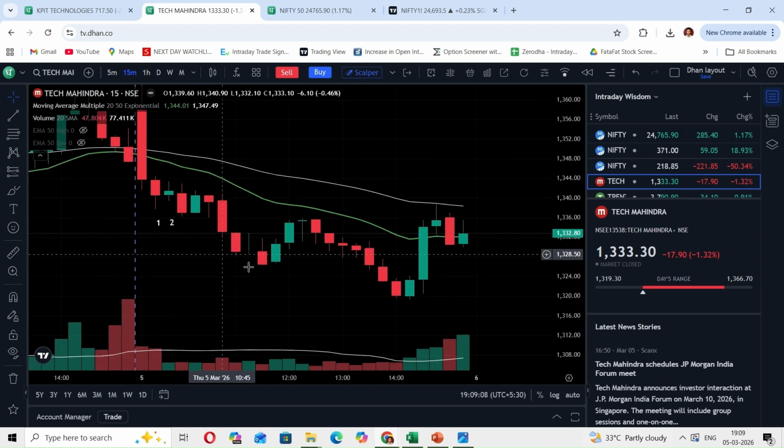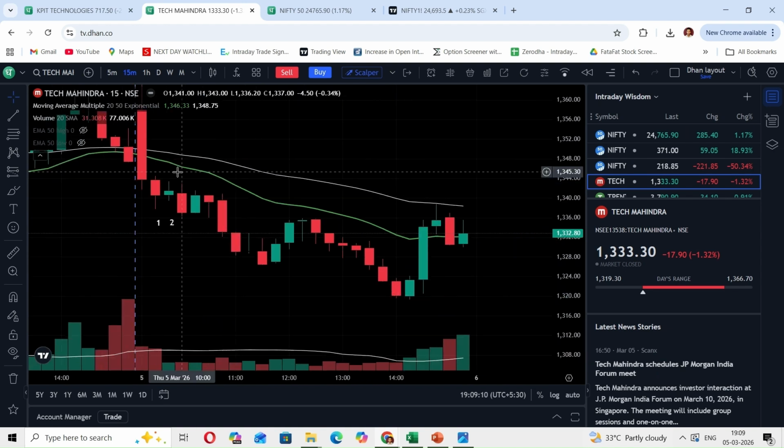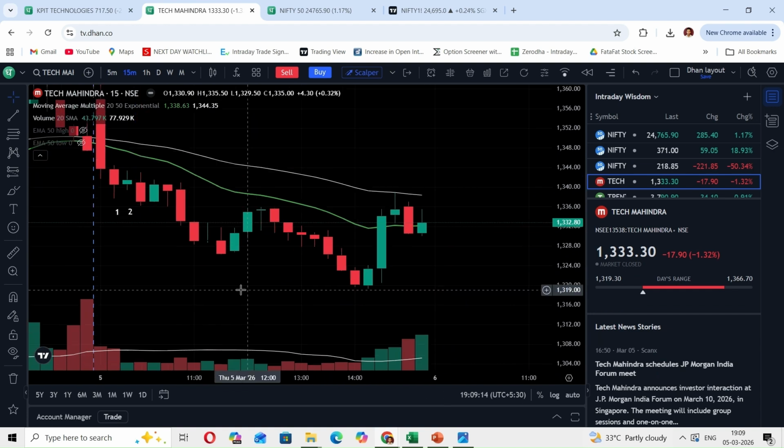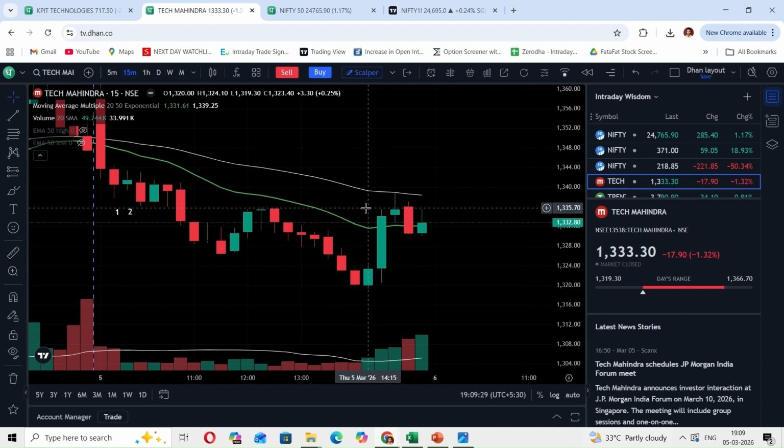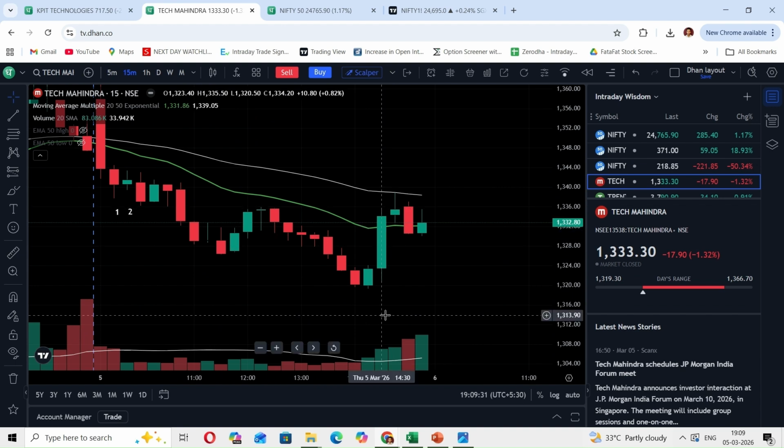But I didn't get a 2R profit here because I had kept my stop loss a bit high. So I just missed my target in this particular trade and closed this trade at a small profit in this candle. See here what happened. This candle closed above 20 MA. So what I did, I just shifted my original SL to this particular high and I closed this trade at a small profit.